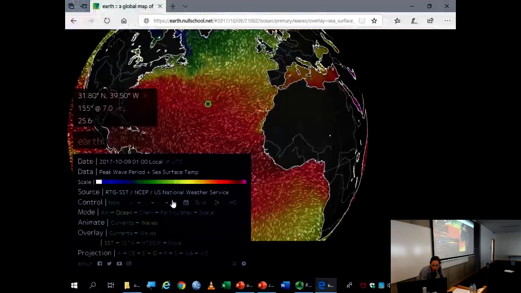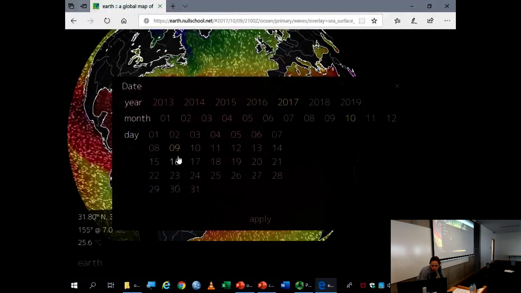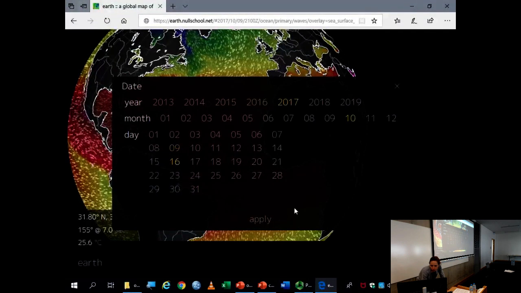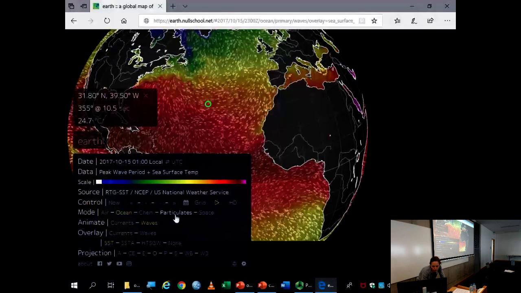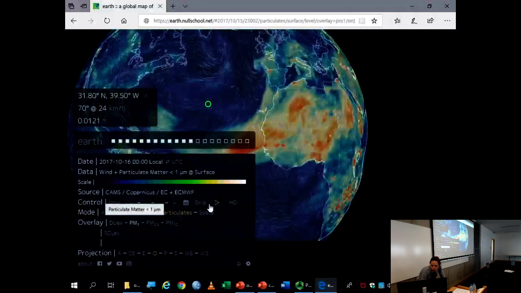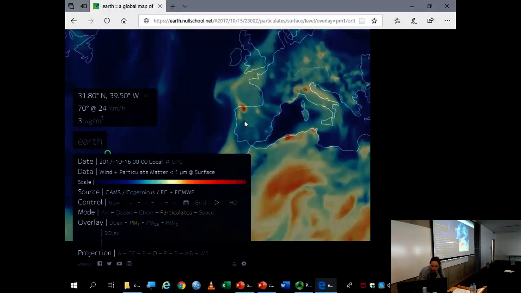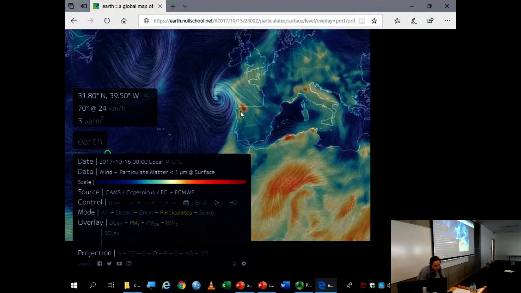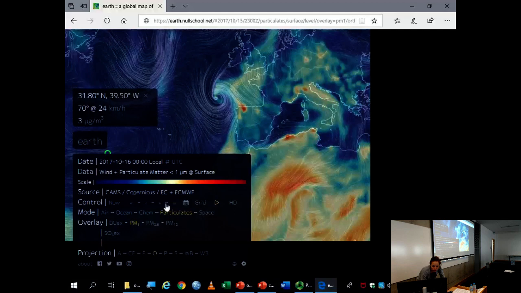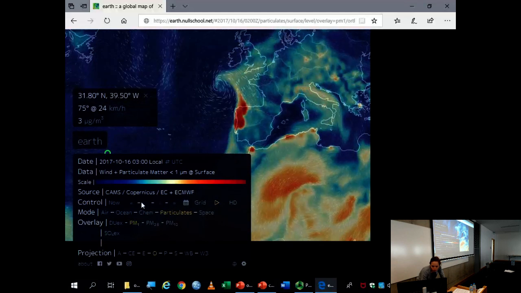So I can go, let's say, to the 16th of October, and I want to look at the particulates at that time. Needs to update a bit. There's Ophelia there. And can you see the amount of smoke that's in the air at that time? So I'll go forward a little bit. Oh, no, that was a big one.